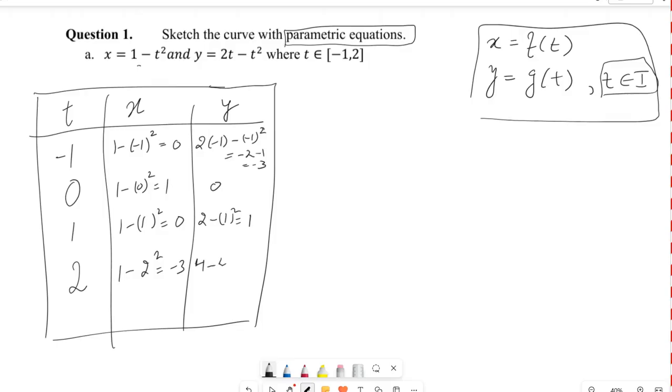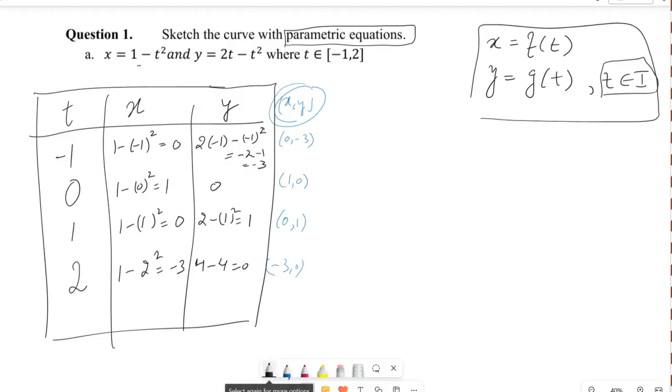And y is 4 minus 4, which is 0. So we have these points. At t equals -1, the xy point is (0, -3). At t equals 0, the point is (1, 0). At t equals 1, the point is (0, 1). These are xy coordinates, the points on the graph. And the last one is (-3, 0).